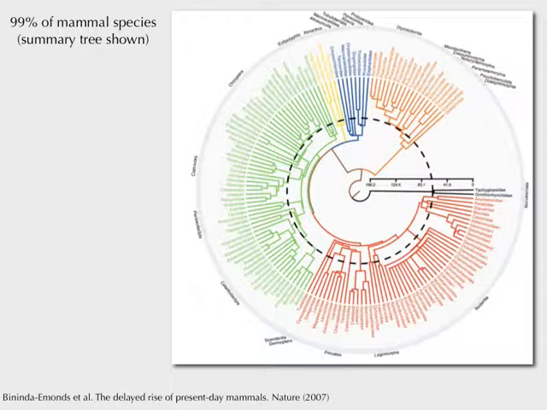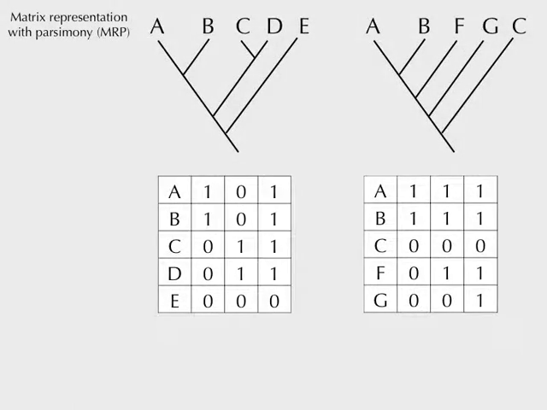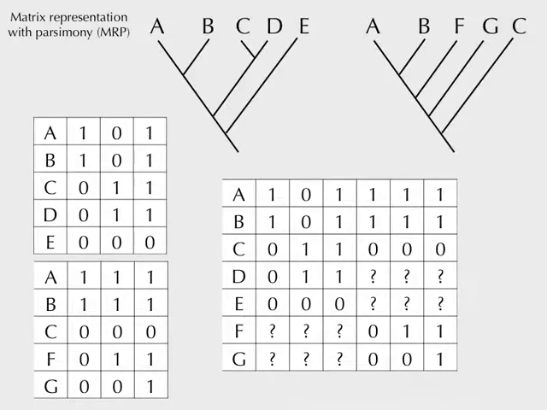Okay. So you can think, how would you combine this information, especially if it conflicts? One way people do it, and you don't need to get into the details of this because it's not what people do much anymore, is matrix representation with parsimony.